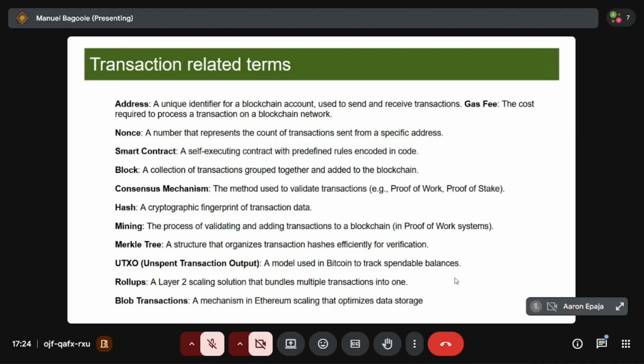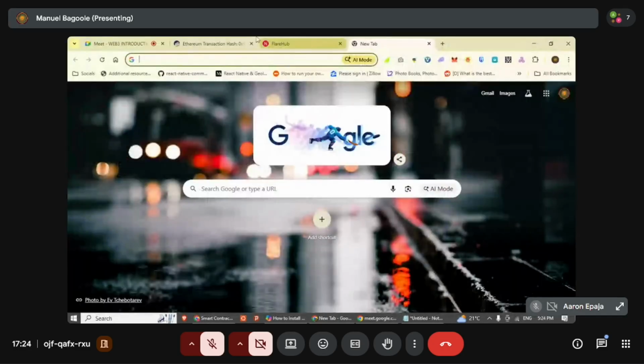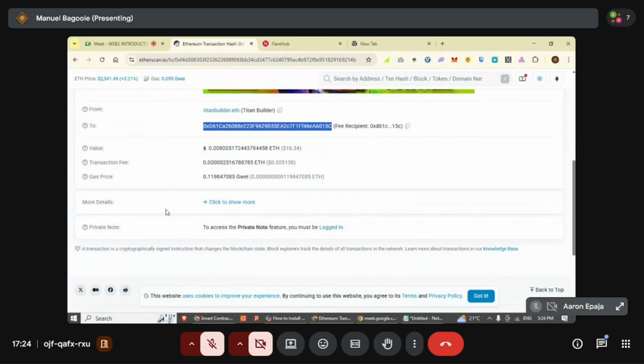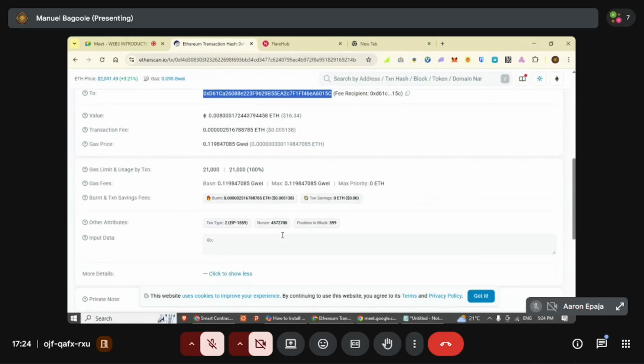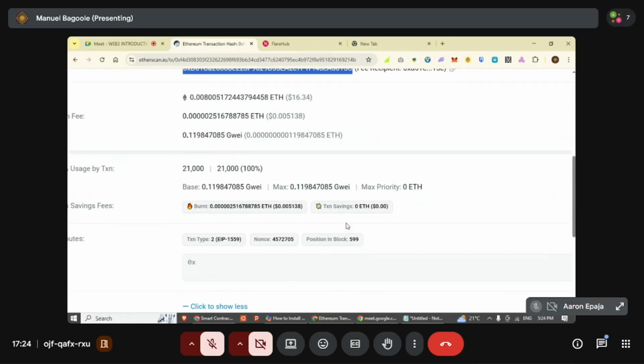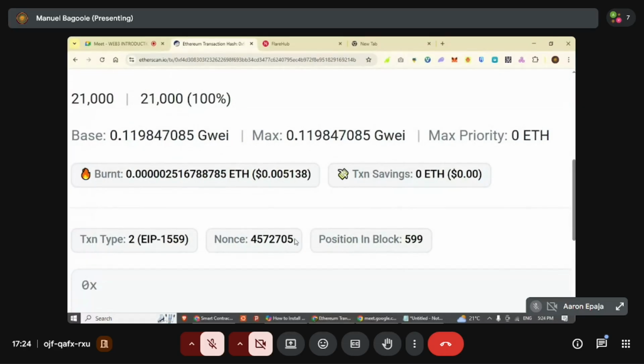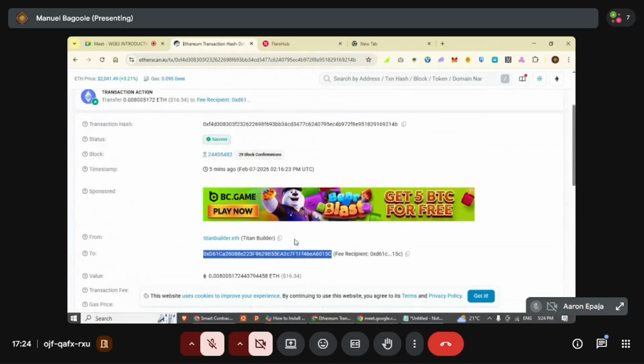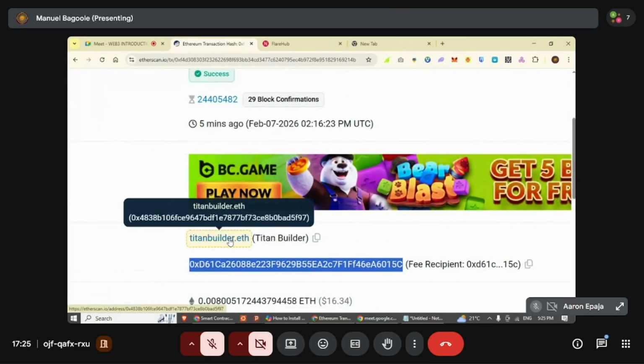It's used for a lot more than just being a number. So it's a number that represents transactions uniquely to a specific address. So if I had a number of transactions here, each transaction has a specific nonce. So for this specific transaction, it's 4572705. Now you will not find any other transaction executed by this address. So this is the address that initiated the transaction.